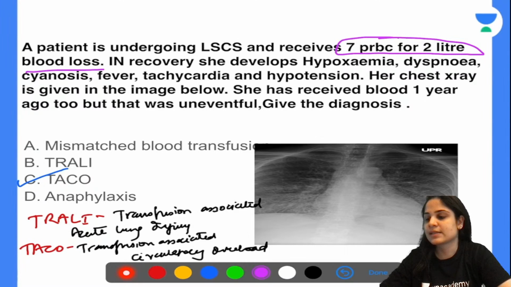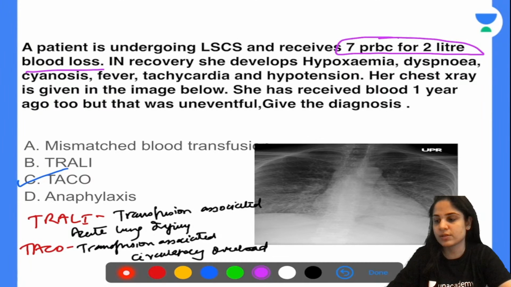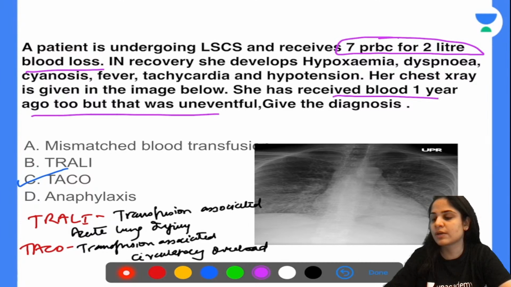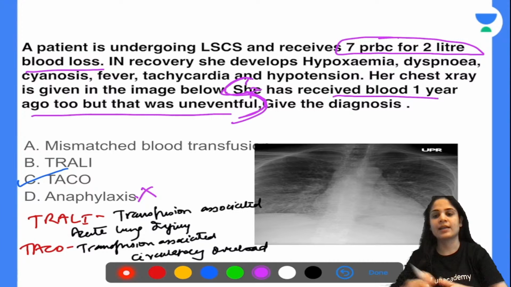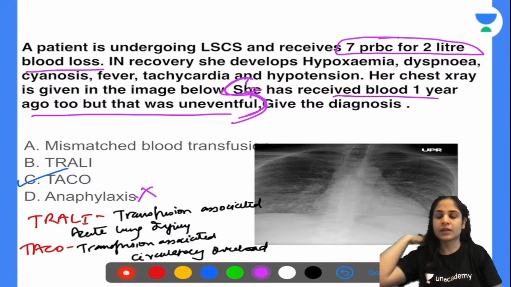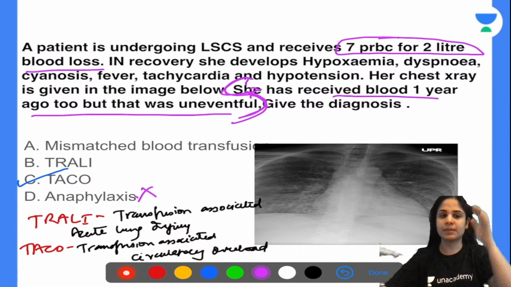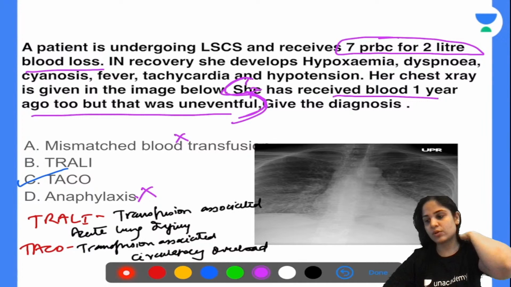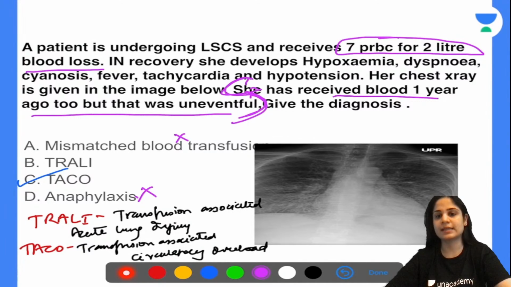Now, her chest X-ray is given in the image below. She has received blood 1 year ago also, and that was uneventful. So what are they telling you from this part? If she has received blood before, she is not allergic to blood. Okay, so anaphylaxis can be ruled out. With mismatched blood transfusion, she would have had reactions immediately, and these reactions present with the patient having excessive bleeding and complaining of pain at the blood transfusion site. So all these are not given. So your only options over here are TRALI and TACO.